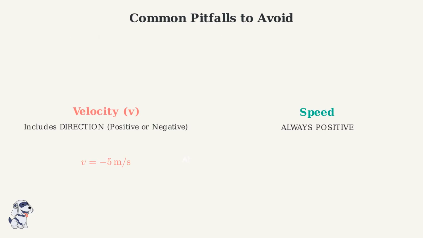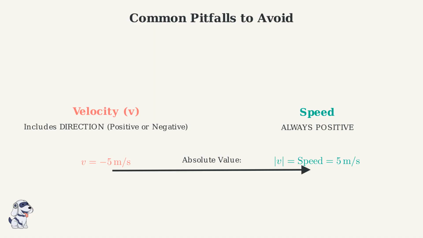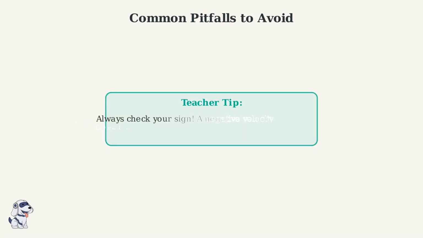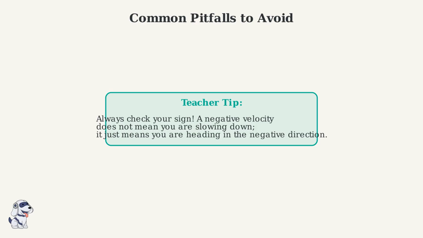Think of velocity as a vector that tracks where you are going. If velocity is negative 5 meters per second, it just means you're moving backwards. Speed, however, is simply how fast you are moving. To turn velocity into speed, just take the absolute value. Here's a pro tip. Don't let a negative sign confuse you. In kinematics, a negative velocity simply means direction. It doesn't mean you are slow. Always remember that speed is the magnitude of that velocity.